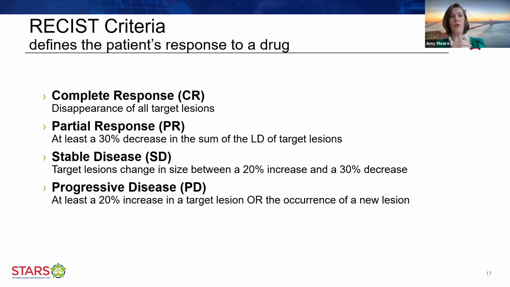In some cases, patients may have what's called a partial response. That means there's at least a 30% decrease in the sum of the longest diameter of those target lesions. So if we look at how big the lesions we're tracking are, they decrease by at least 30%. Sometimes patients will have what's called stable disease. That means their target lesions are changing in size between a 20% increase and a 30% decrease. And then finally, there's progressive disease. This is a situation in which a patient's lesions are increasing by more than 20%, or there's the appearance of new lesions. So with that orientation, we're going to start looking at some additional types of graphs. Next slide.